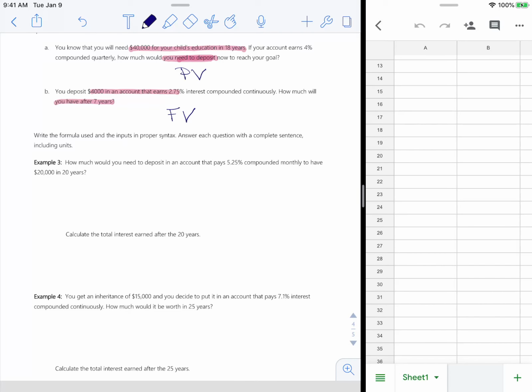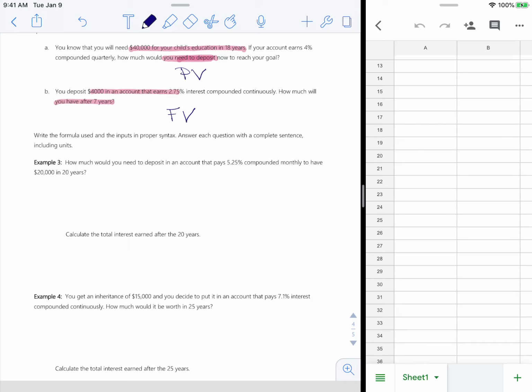All right, so the next couple of examples, it says write the formula used and the inputs in proper syntax. Answer each question with a complete sentence, including units. So this is really important. Anything you're turning into me, please make sure that you write out the formula and not just the number, because if the number's wrong, I don't know how to give you partial credit, and I want to make sure that you're actually doing the work and not just writing down the answer.